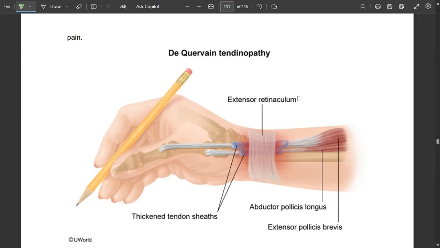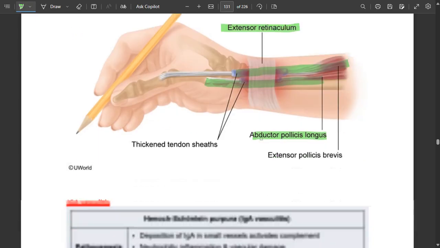This is the extensor retinaculum. The abductor pollicis longus helps in abduction, while the extensor pollicis brevis helps in extension of the thumb. Thickened tendon sheaths occur. The extensor retinaculum becomes very thick and traps those two tendons, leading to de Quervain tendinopathy.